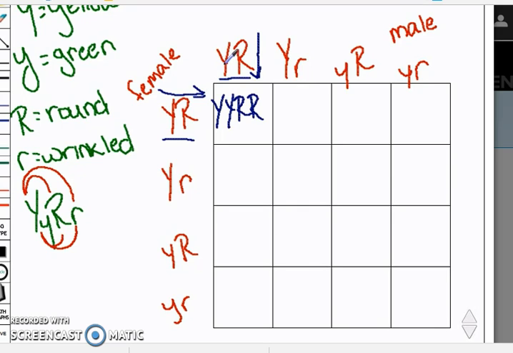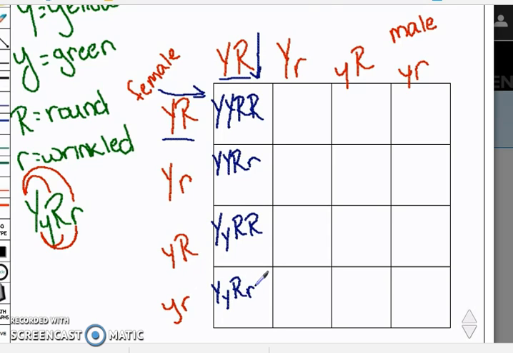Here, we have a capital Y and a capital Y, so we're going to write both of those in the box. We have a capital R and a lowercase r, so we're going to write both of those in the box. Following the same pattern, here, capital Y, lowercase y, capital R, capital R, capital Y, lowercase y, capital R, lowercase r.